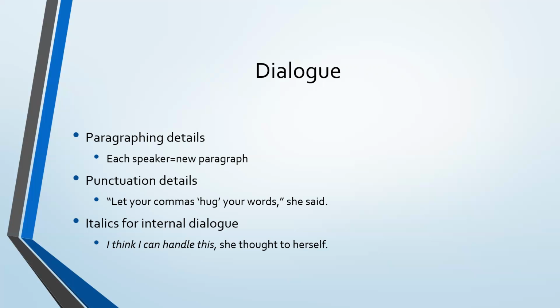Next, for the punctuation of dialogue, always have your commas and periods hug the word. The quotation marks go after that. Finally, when you have internal dialogue where the character is speaking to him or herself, the thought part goes in italics. The rest is normal font. I have examples here for you. I even have for you the quote within the quote, so that you know how to use that in case you have a quote within a quote.